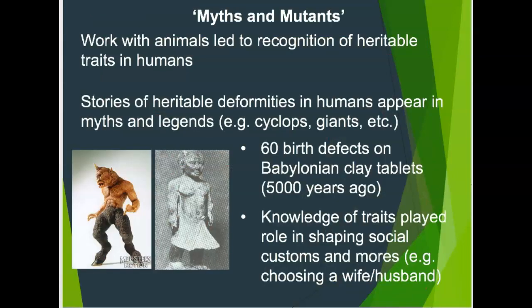So myths and mutants. Work with animals led to the recognition of heritable traits in humans. Stories of heritable deformities in humans appear in myth and legends, like a cyclops, giants. 60 birth defects on Babylonian clay tablets. So that means a long time ago they were documenting it and they were like, wow. So there is some possibility of mutations from a long time ago that were documented, and we now are coming to the conclusion of, wow, that might have actually happened. So knowledge of those traits played a role in shaping society and social customs and more of those things of choosing a wife and everything else.